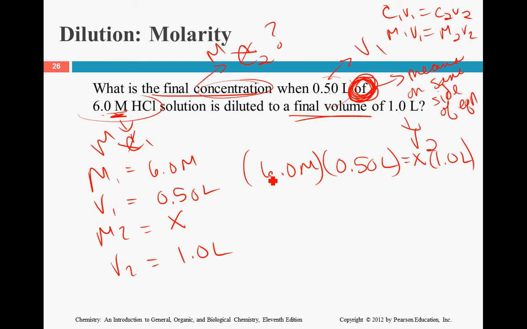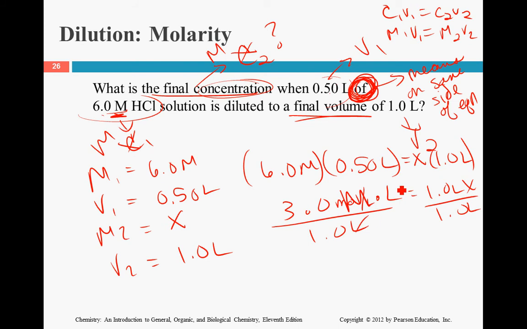If we look down at our equation, 6.0 and 0.5 are on the same side of the equation. That's good. So we multiply those together, and it gets 3.0 moles per liter, molarity times liters, is equal to 1.0 liters X. We're going to divide by 1.0 liters. The liters cancel. So 3.0 divided by 1 is 3.0, and we're left over with molar.